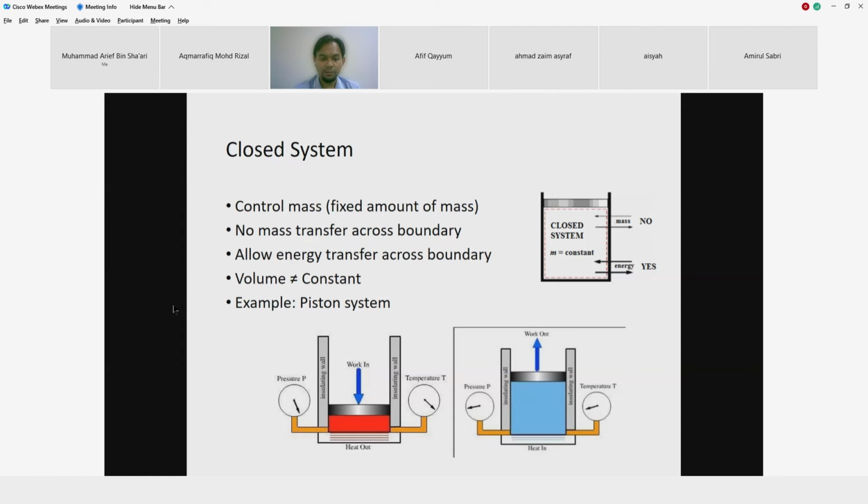There is an example for this system, the piston system. For a piston system, the boundary is moving up and down. Therefore, the volume inside the system is not constant. Piston system is one of the examples of a closed system.